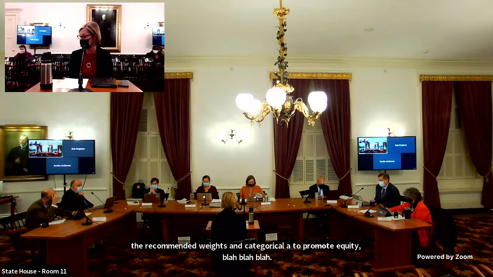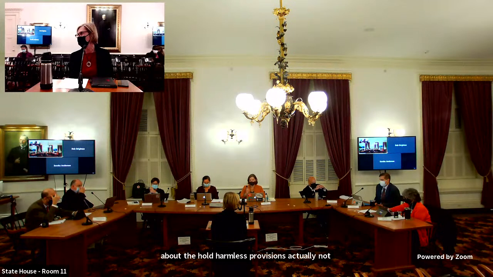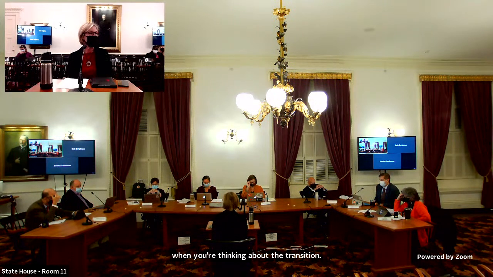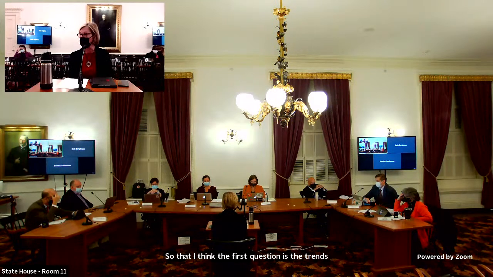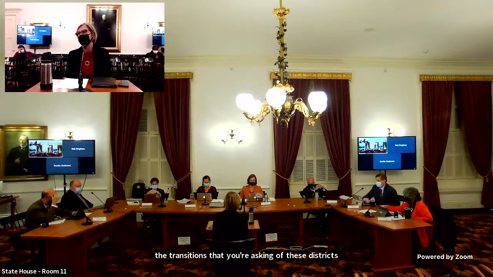There's the homestead tax rate mitigation, which is talked about. The excess spending threshold is talked about. The hold harmless provision is actually not explicitly talked about in your task force language, but it's an additional thing for you all to think about when you're thinking about the transition. So I think the first big question is the transition period. I'm looking at number 1 now. How big are the transitions that you're asking of these districts? And I think if they're bigger, you might want to transition longer.